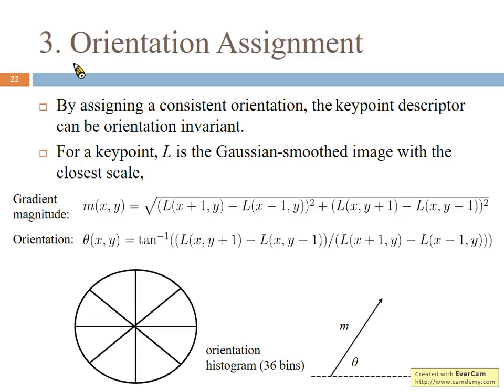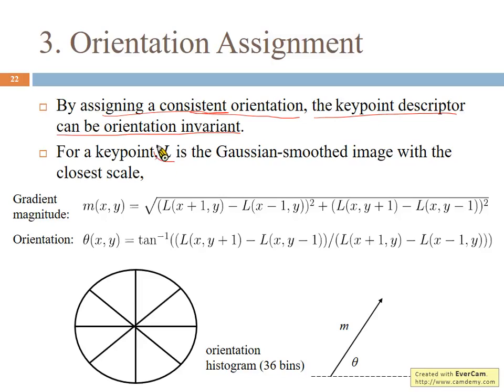Starting from the third step is the feature description. Okay, and to enable rotation invariance, we try to develop a descriptor that can resist rotation. So how can we do that? By assigning a consistent orientation, the key point descriptor can be orientation invariant. We can estimate the main orientation of each key point.